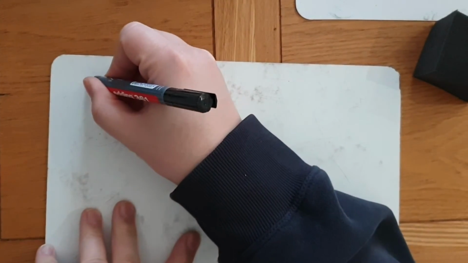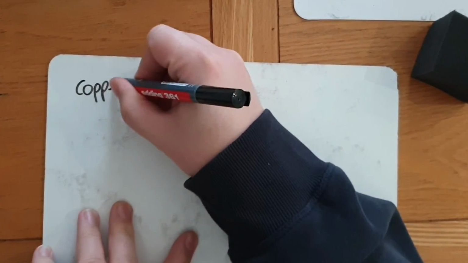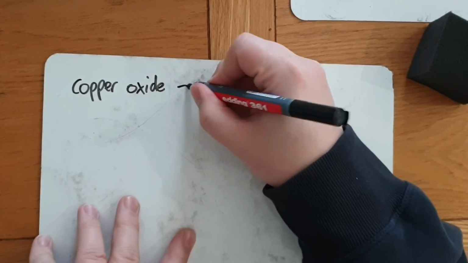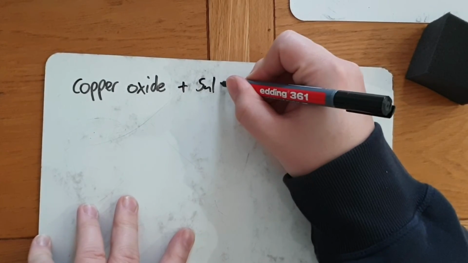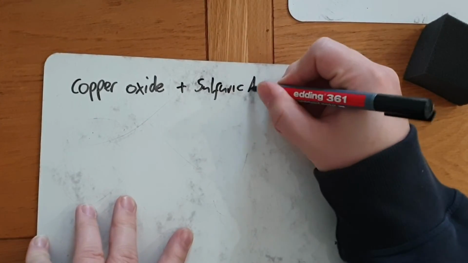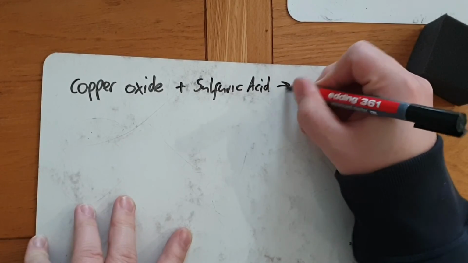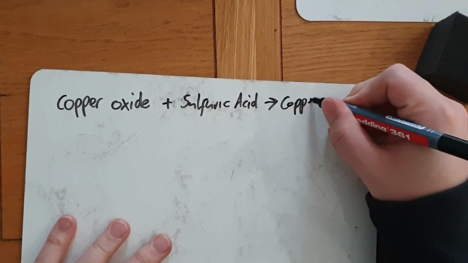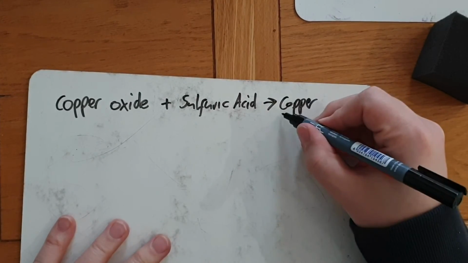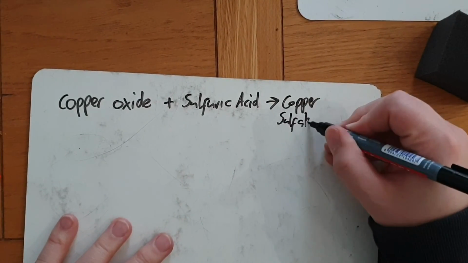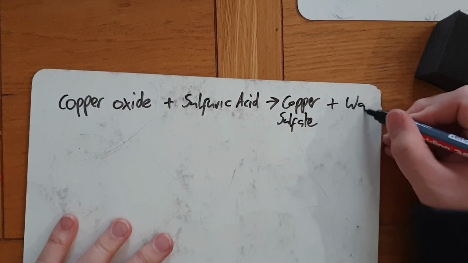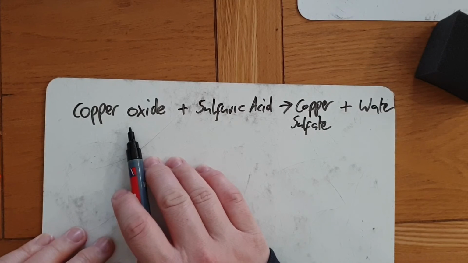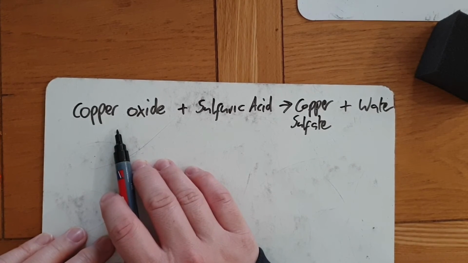So I'm going to react copper oxide with sulfuric acid. And copper oxide and sulfuric acid is going to give me as my salt copper sulfate. So copper sulfate and water. Now copper oxide is insoluble, so I add excess copper sulfate.